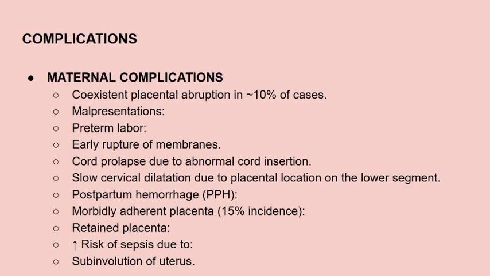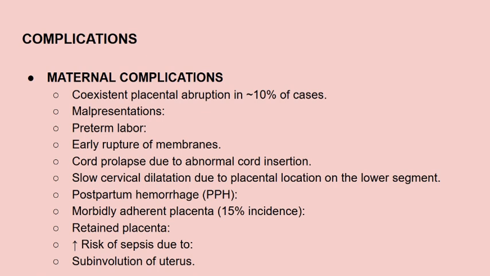So what are the complications? The maternal complications can have coexistent abruption. There could be malpresentations, which we mentioned before. Preterm labor, the uterus can become unusually contractile. The membranes may rupture early. There's an issue with cord prolapse. Cervical dilatation may usually be slow. There could be postpartum hemorrhage.